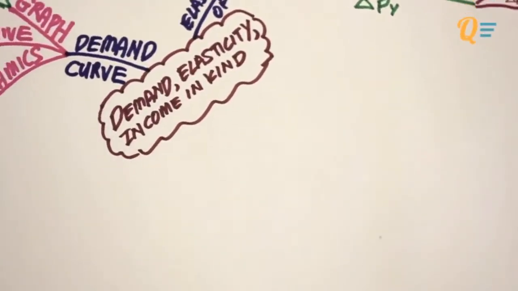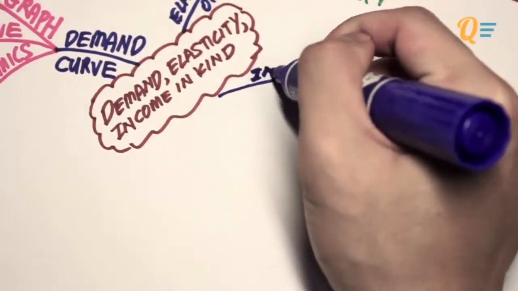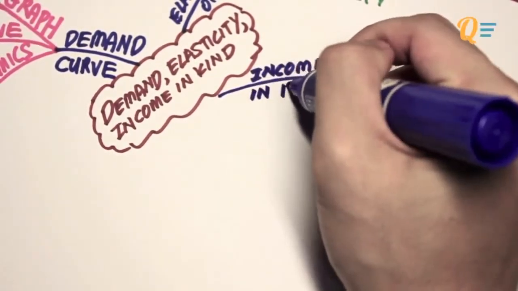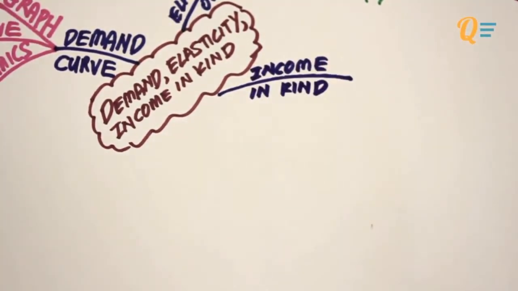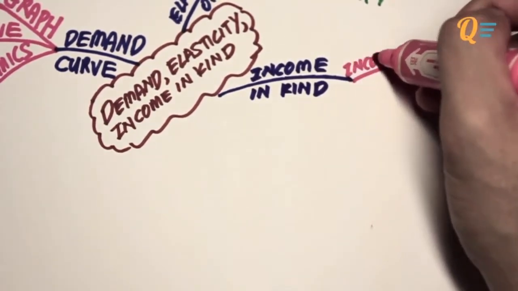Okay, congratulations! You have finished learning the demand curve and the elasticities, and now we're moving on to the last thing, which is income in kind. This is probably the last concept you're going to be learning in the series of videos for chapter 2.